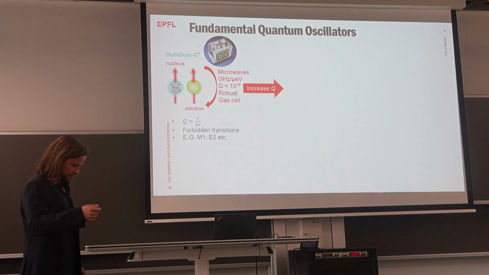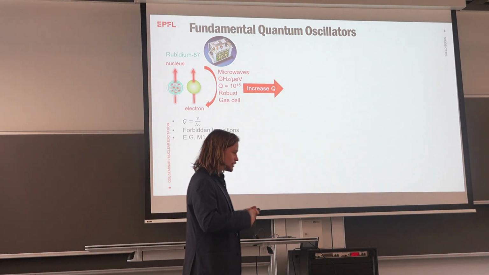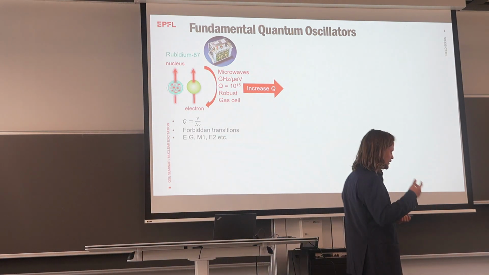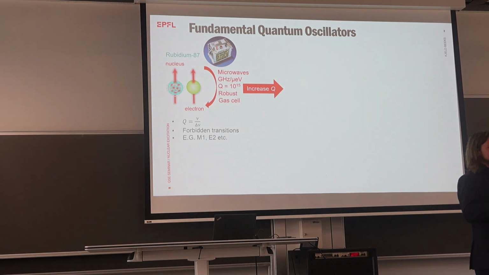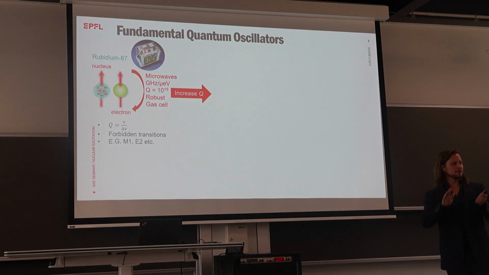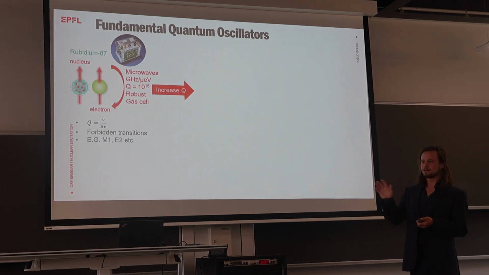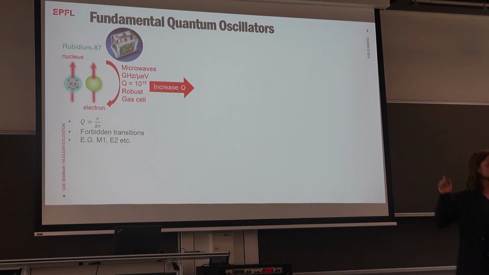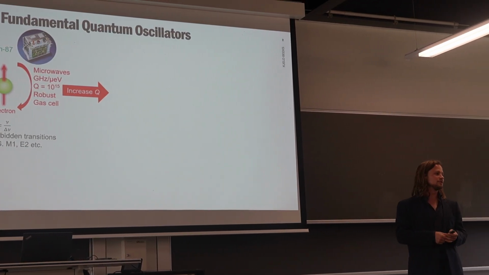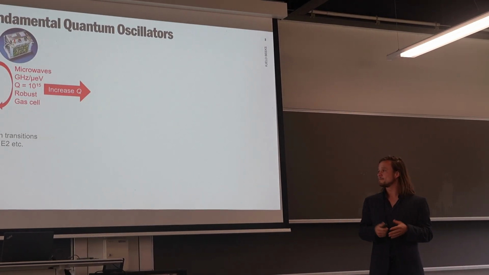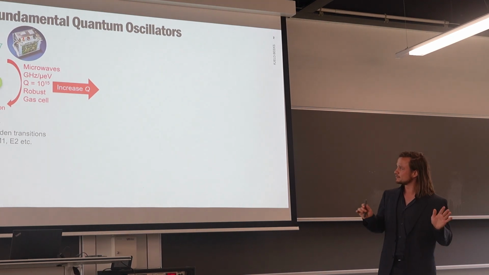So what we can do, and what has been done in history, is increase the Q factor. Like, how can we get better clocks, better oscillators, better coherence time? I know that some of you might work with NV centers, quantum dots, etc., which is obviously a little less like a fundamental oscillator, and more like a more complicated system already, but let's keep it simple.